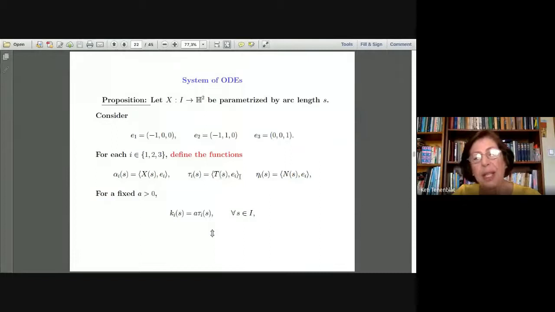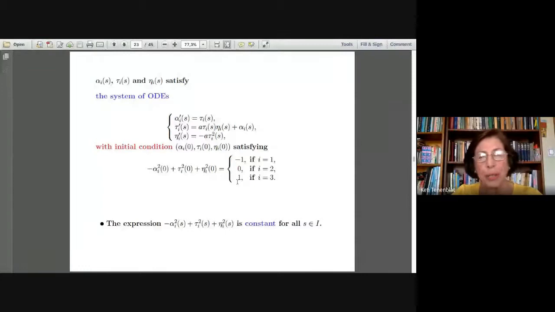So what will happen is that we will show that those three functions that we just defined satisfy this ODE with initial condition at s equal to zero, satisfying this algebraic condition being minus one in the case of the vector time-like, zero if we are on the light-like, and one if we are in the case of a vector space-like. Moreover, we will show that this algebraic expression, for any s, is the same constant.